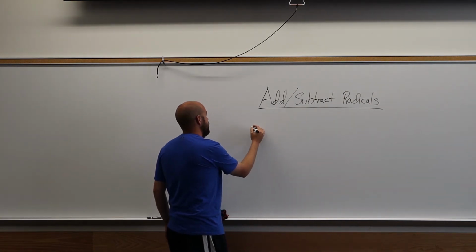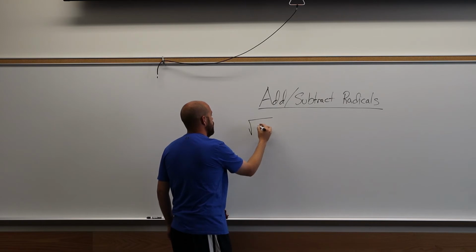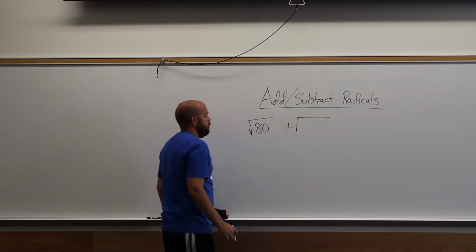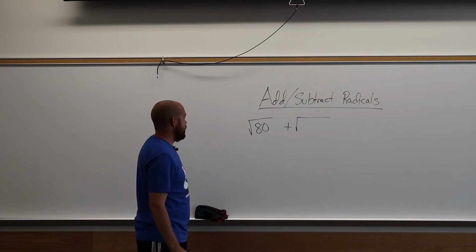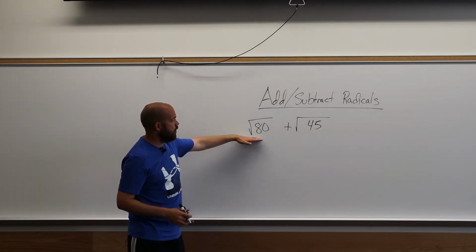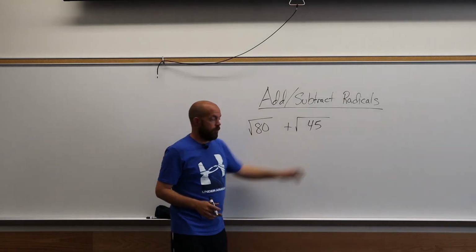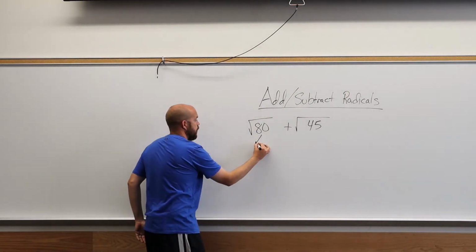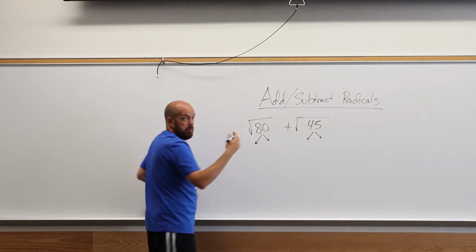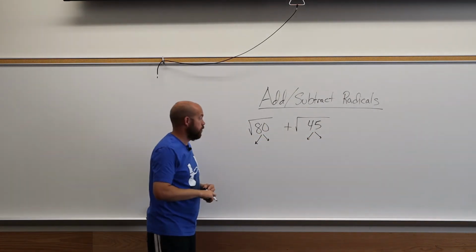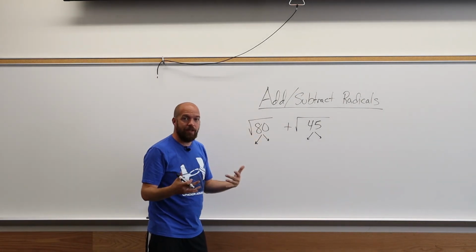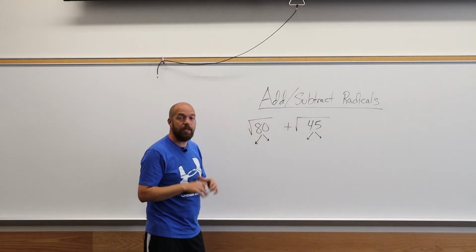Let's go with the square root of 80 plus the square root of 45. We want to break it down. Right off the bat, it doesn't look like I can combine those together. They look like they're totally different. But if I break them down, maybe I can force them to have the same like terms.